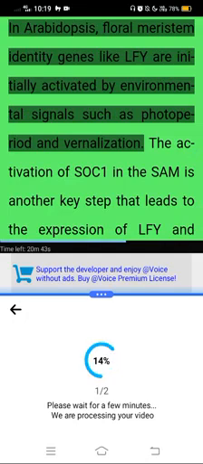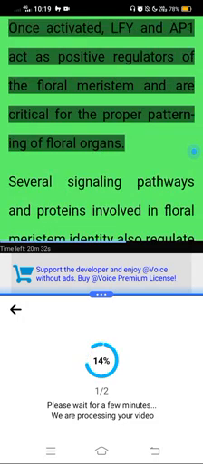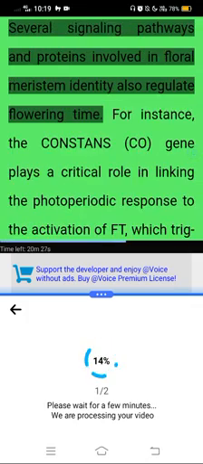In Arabidopsis, floral meristem identity genes like LFY are initially activated by environmental signals such as photoperiod and vernalization. The activation of SOC1 in the SAM is another key step that leads to the expression of LFY and AP1, ultimately promoting the formation of floral meristems. Once activated, LFY and AP1 act as positive regulators of the floral meristem and are critical for the proper patterning of floral organs. Several signaling pathways and proteins involved in floral meristem identity also regulate flowering time.